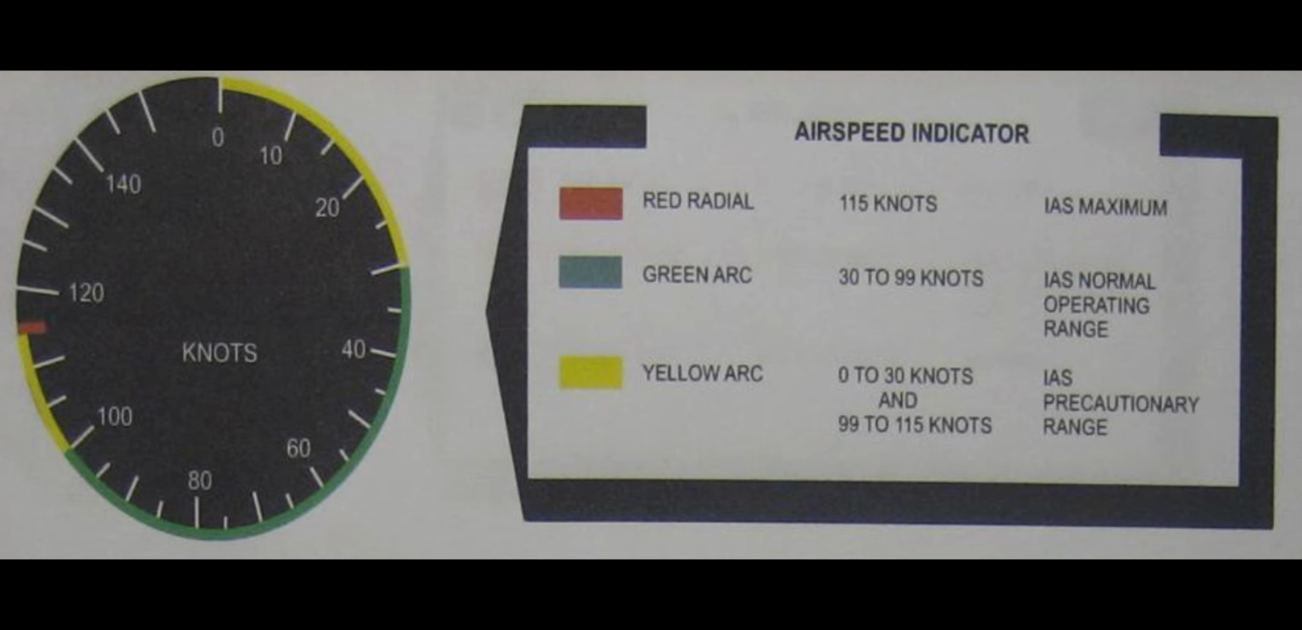Instrument limitations. General. Red radial lines, maximum and minimum limits. Yellow arcs, precautionary range. Green arcs, normal operating range. Airspeed indicator. Maximum 115 knots IAS, red radial line. Normal operating range 30 to 99 knots IAS, green arc. Precautionary range 0 to 30 knots IAS and 99 to 115 knots IAS, yellow arc.